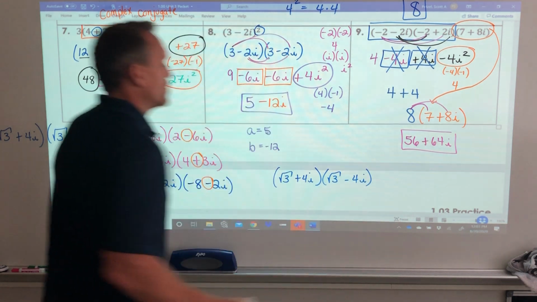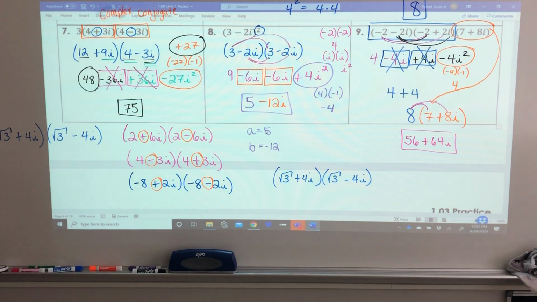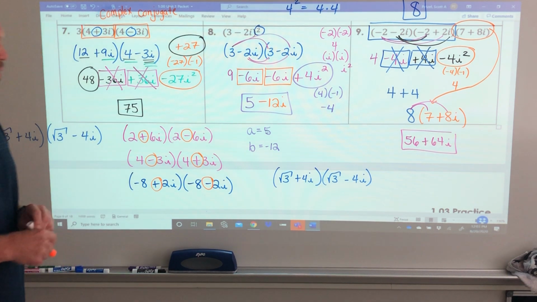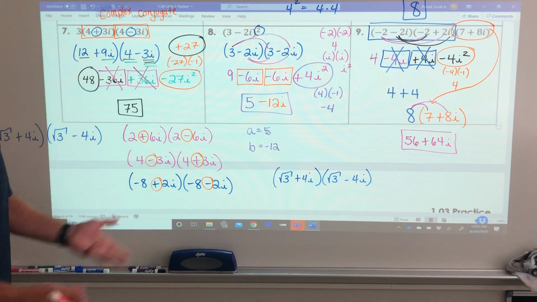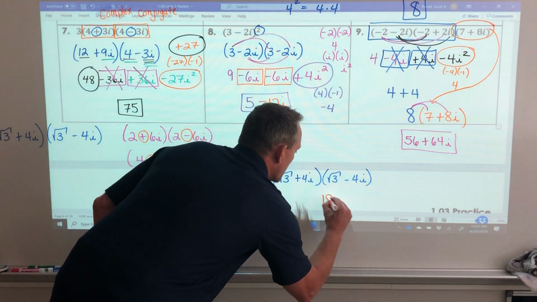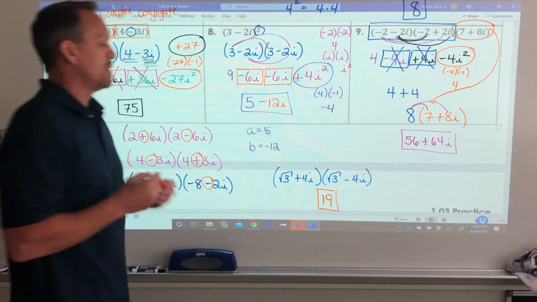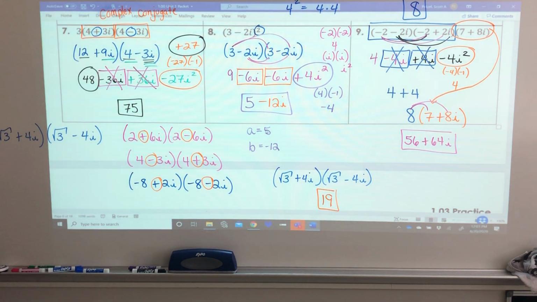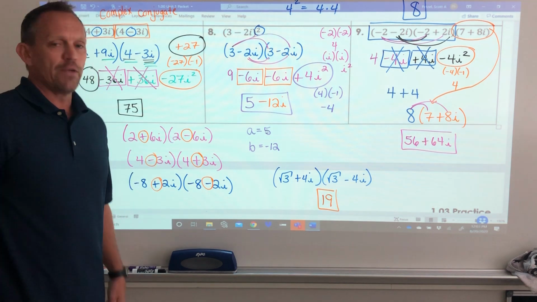For those of you guys who think you know what's up, I can tell you without question, if you multiply this out, this answer right here would be 19. Multiplying those complex conjugates. See if you can tell me the shortcut.